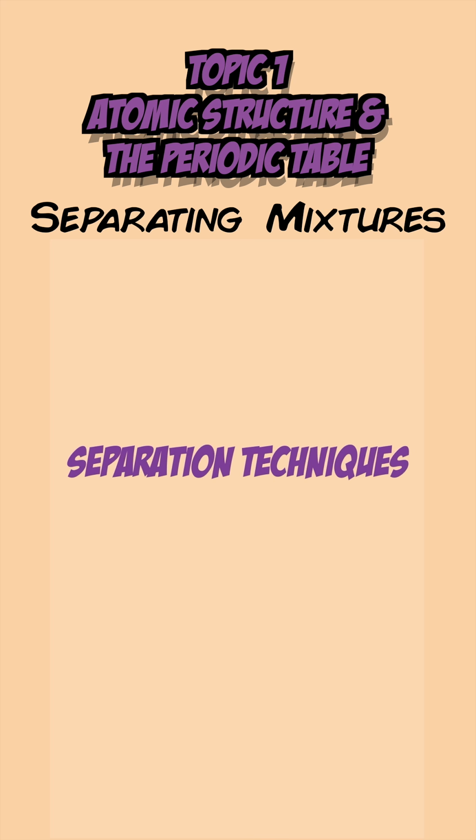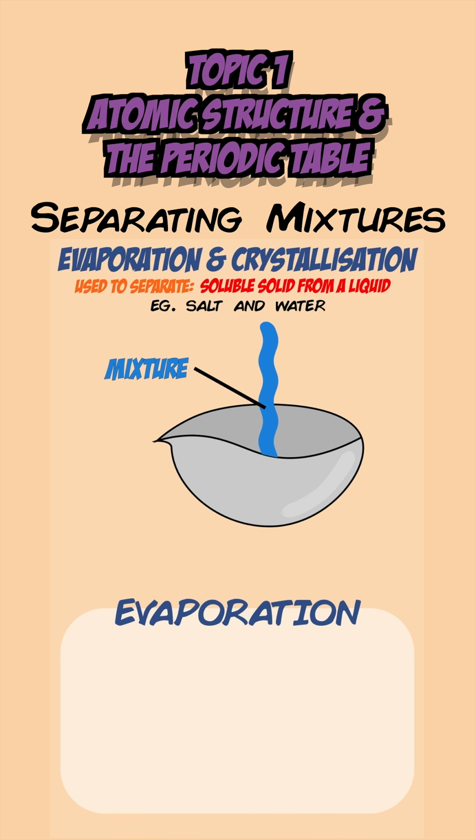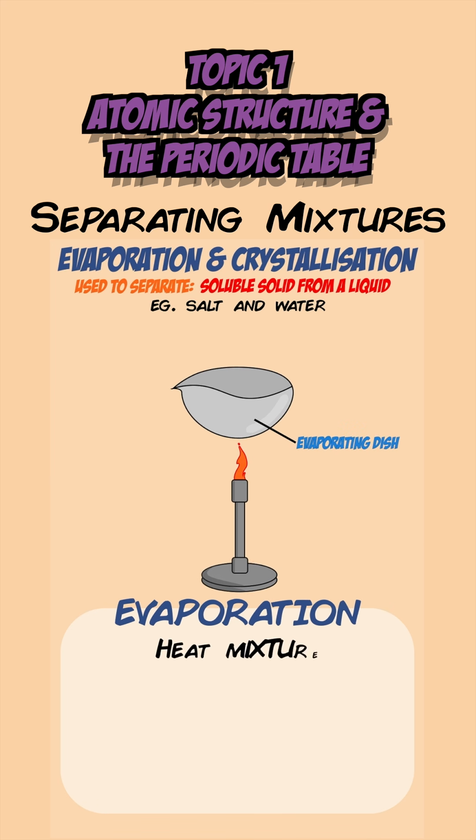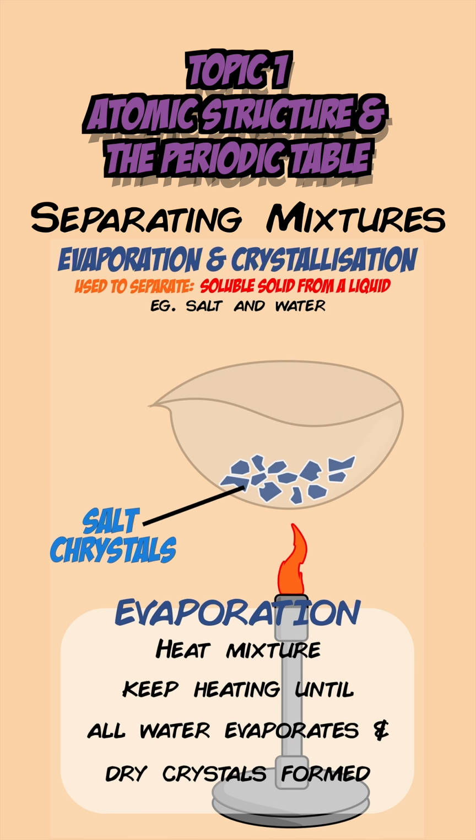The second and third examples are evaporation and crystallization, which are both used to separate soluble solids from a liquid solvent. So this could be things like salty water. In evaporation, the mixture is added to an evaporating dish and heated until the water evaporates and you're left behind with dry crystals of the salt.